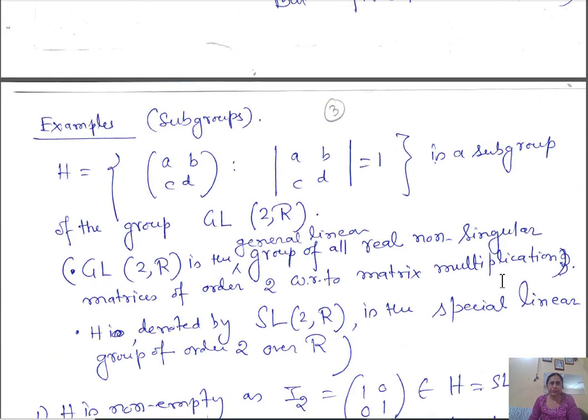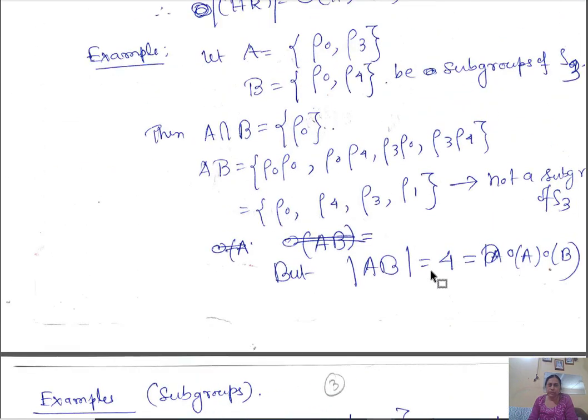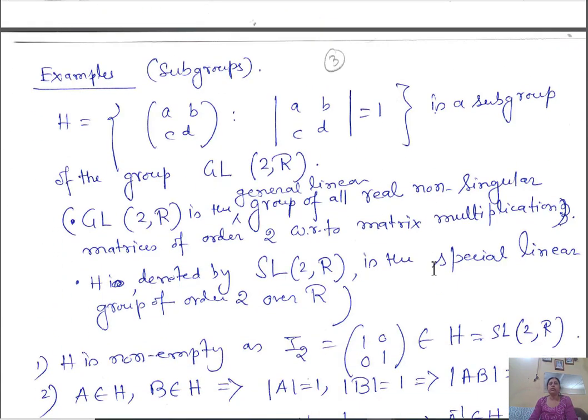Okay, here, subgroup, some examples. Consider this set of 2 cross 2 non-singular matrices, where the determinant should be equal to 1.